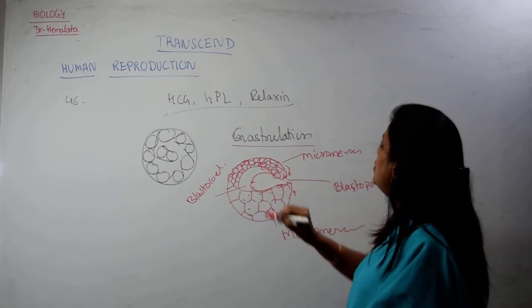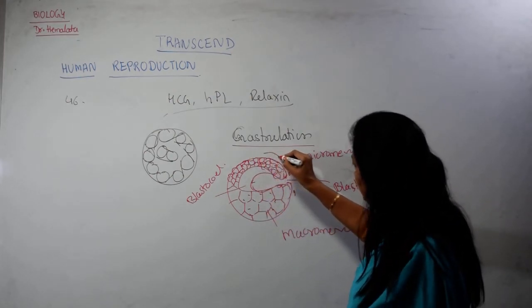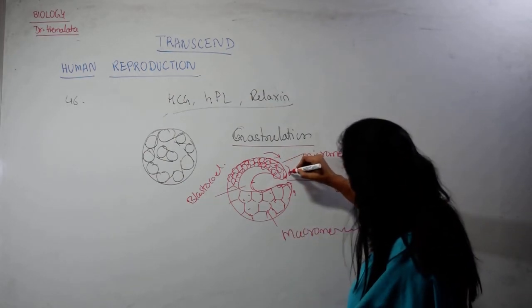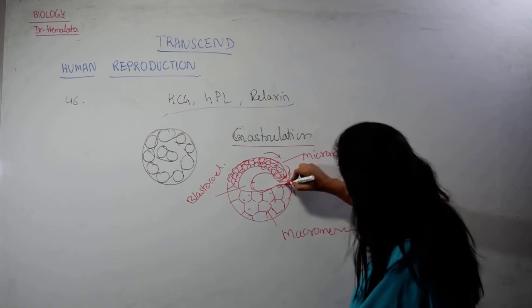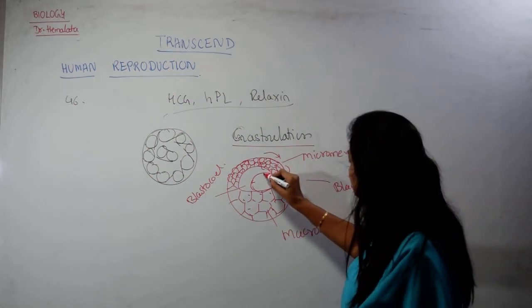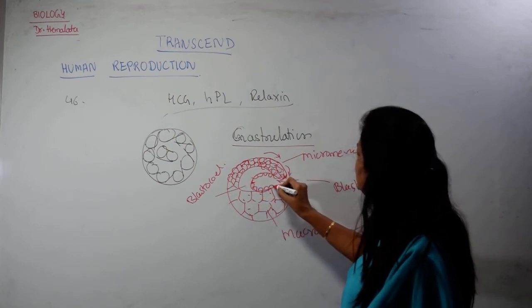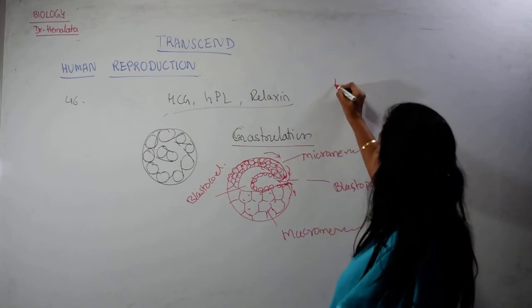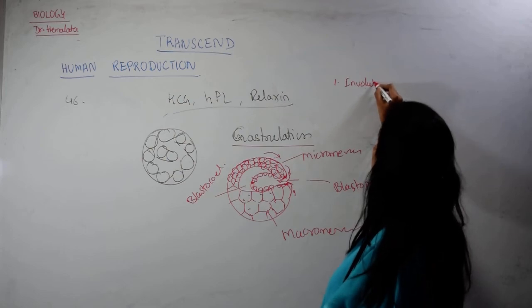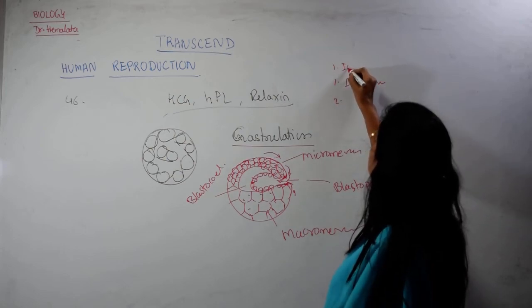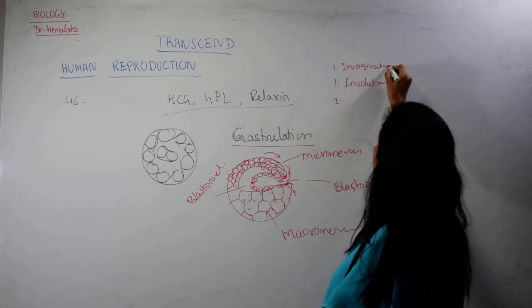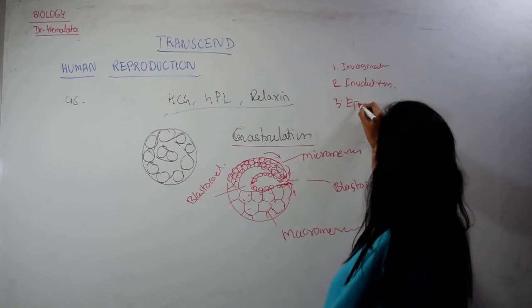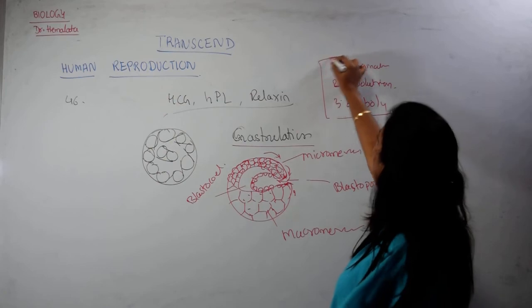Blastocele is reduced. And these dividing cells, the micromeres, come all the way like this. This first one is called invagination. As they come here, they start involuting inside. Inside they go, and once they get in, they start moving all over. They disperse. Convergence and divergence happen. First one is invagination. Second is involution. And third one is epiboly. These kinds of movements happen during gastrulation.